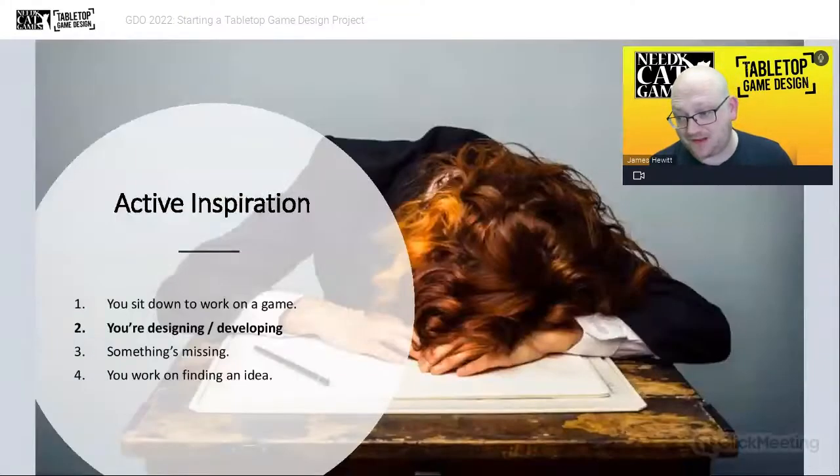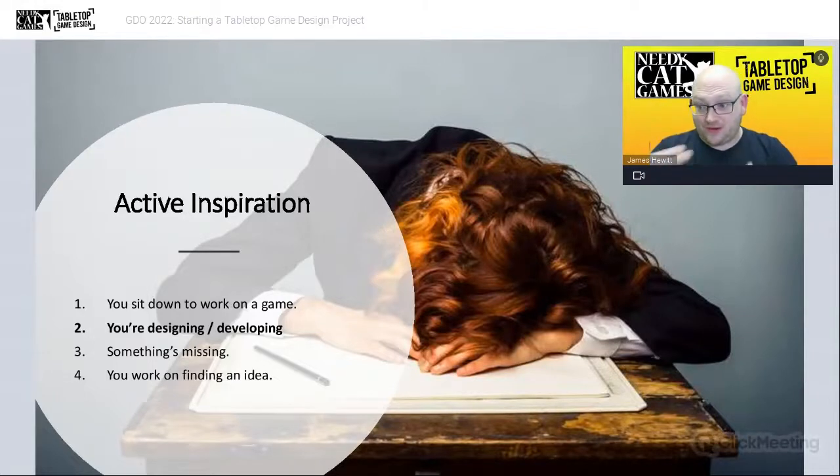The other sort we're going to look at is active inspiration. And here's a little illustrative image of a person looking for active inspiration. It might not look like it, but they are. So the process here is that you're sitting down to work on a game, you're sitting down to come up with your test build, or you're sitting down to refine a mechanic, or whatever it might be.